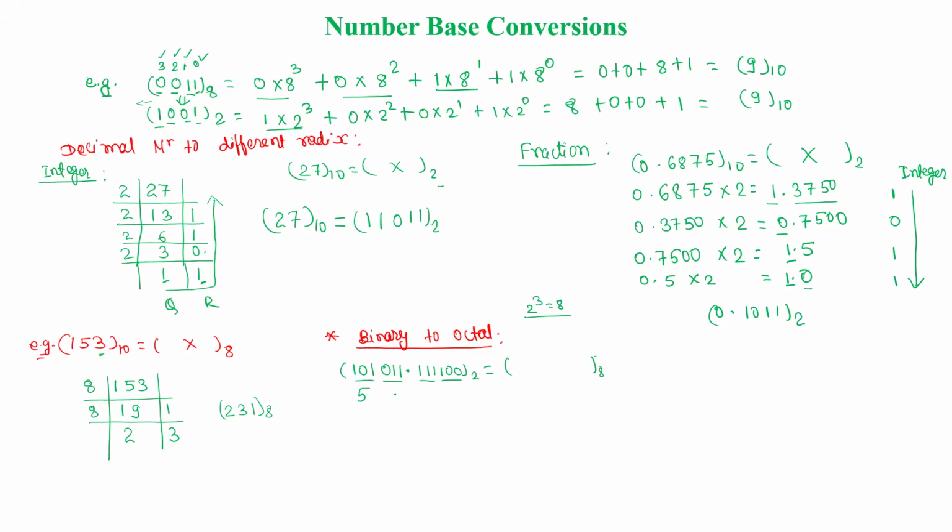011 is what? 3. Now here 111 is what? 7. 100 is what? 4. So finally, this number in the octal is what? 53.74. Okay. So you'll see how many digits were there in the binary. Here only 2 digits for the integer, and again for the fraction we have only 2 digits. This is the way we can convert the given binary number into octal.